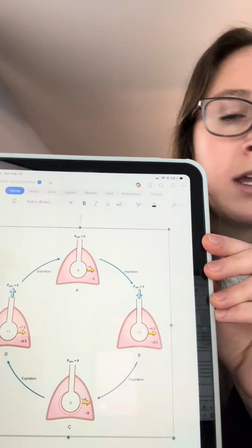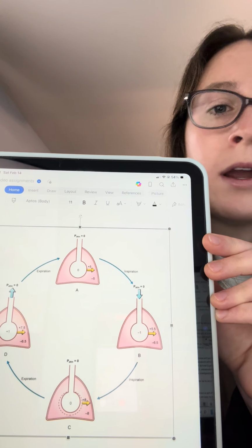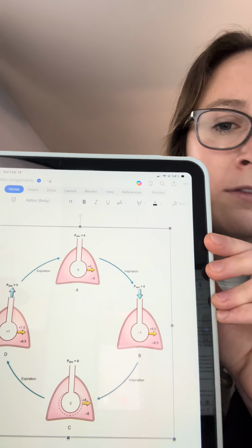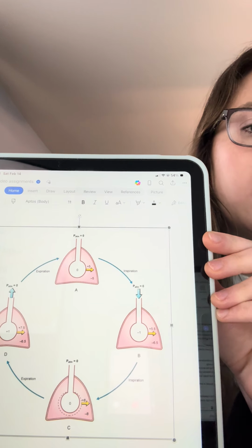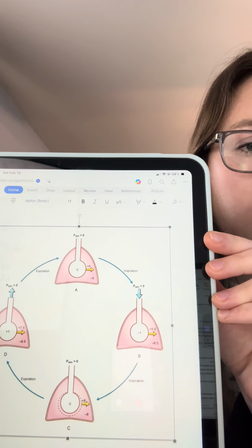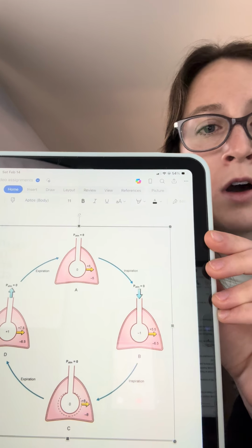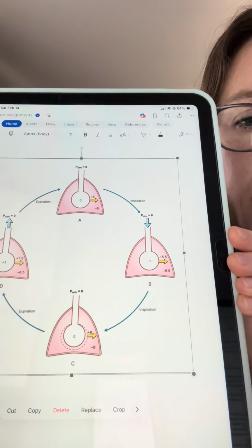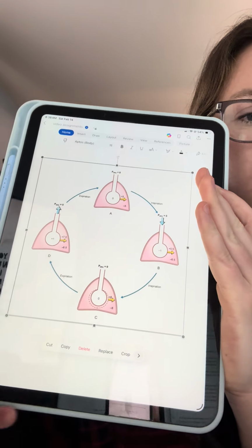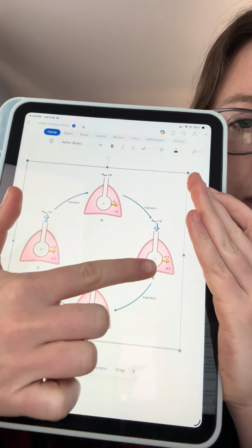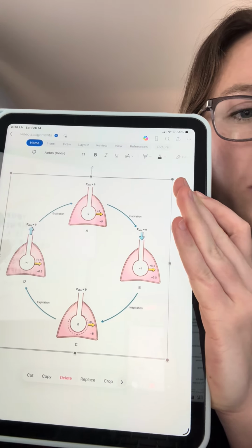Here we have the start of inspiration, so air going into the lungs. The diaphragm will contract, which moves it downward, and the external intercostals contract and lift the ribs up and out. This increases the volume in the thoracic cavity. This causes our intrapleural pressure to go to -6.5 and then -8 by the end of inspiration.